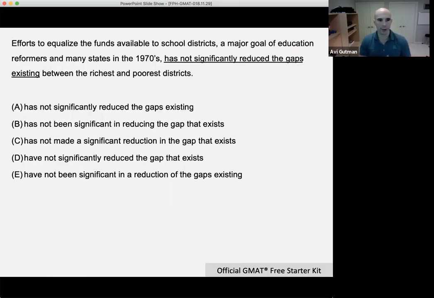So I'll give you some time to try it on your own. But keep asking yourself, what motivated the author to write this sentence? What should the author emphasize here? And then see if that is helpful to you in eliminating answer choices. So we're not focusing on grammar right now. We're focusing on meaning, and we'll see if we can eliminate some answer choices.